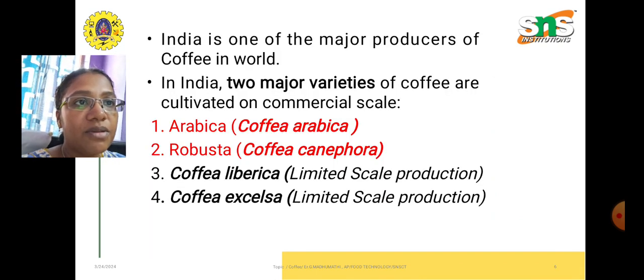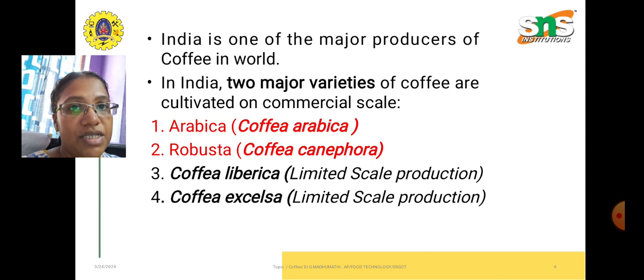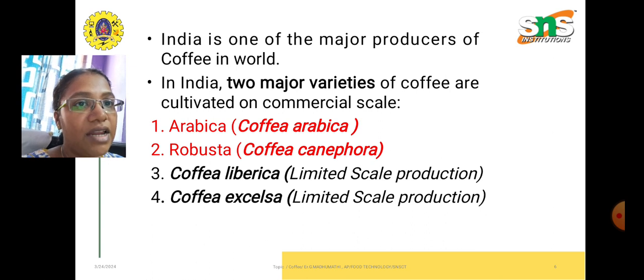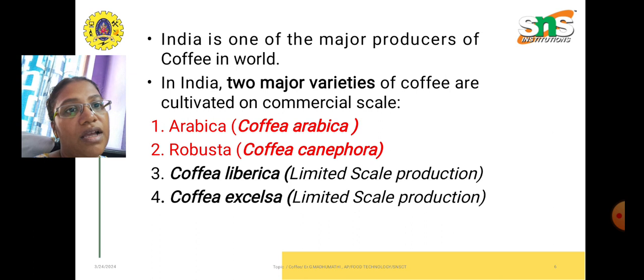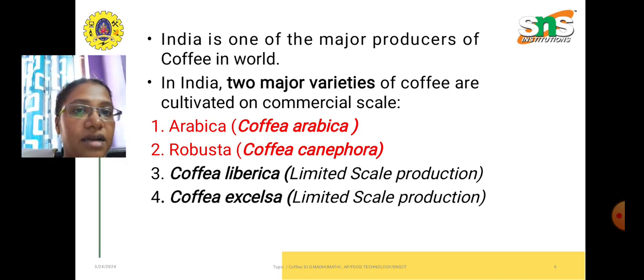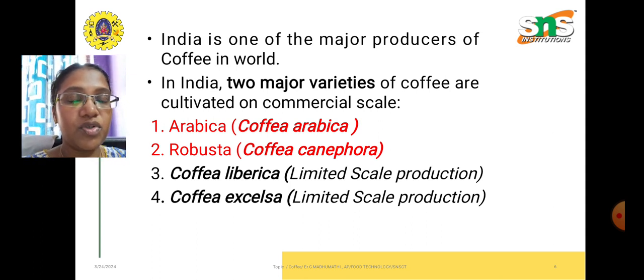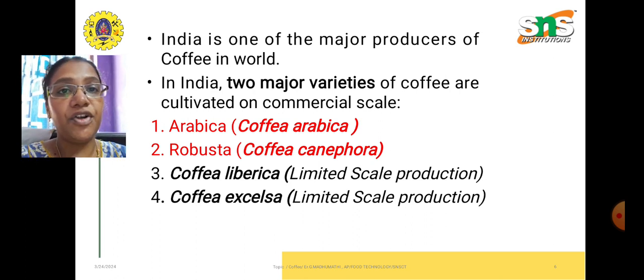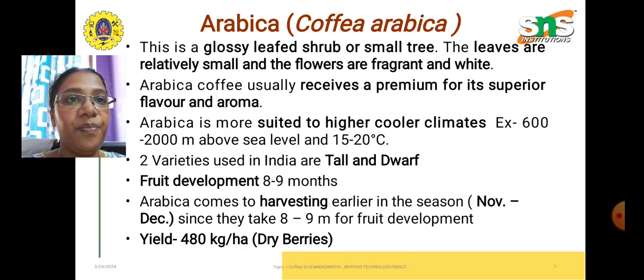India is one of the major producers of coffee in the world. In India, two major varieties are cultivated on a commercial scale: Arabica and Robusta. We call them coffee Arabica and coffee Canephora. Coffee Liberica and coffee Excelsa are also varieties, but they are produced only on a limited scale.